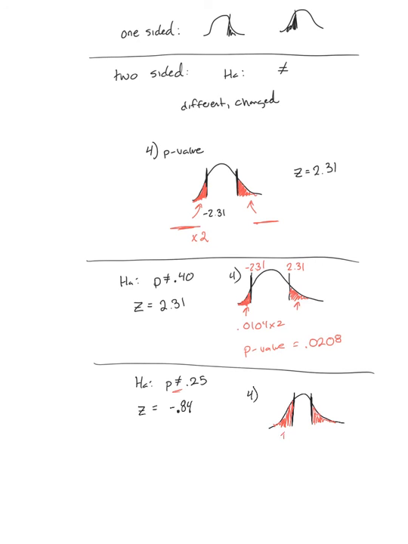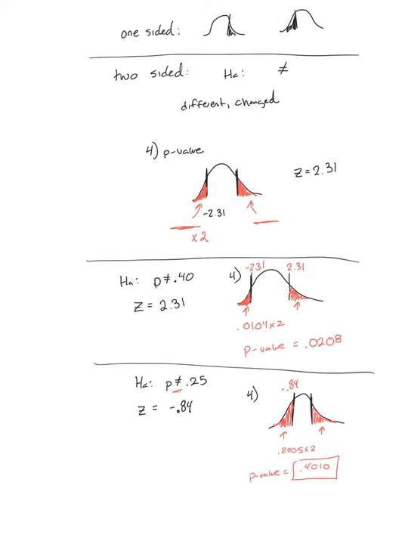Next thing I need to do is find one of these two end tails. I'm always going to find the negative one because it's easier. I don't have to worry about taking 1 minus or anything. So I want you to look at the table, find negative 0.84, and come back with it. Hopefully when we did this, we got a value of 0.2005. Now once again, because it's not equal to, I need both of them, so I'm going to double it. I get 0.4010 there. This will be my p-value.